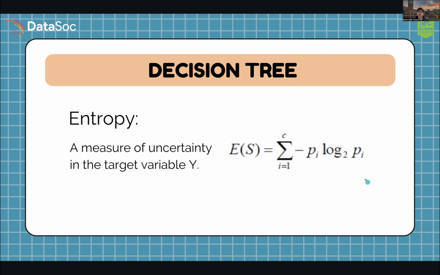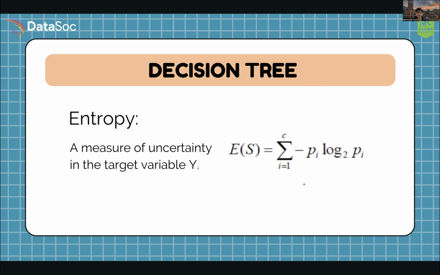So some important terms that matter to us in decision trees are entropy and information gain, right? So we look at entropy first. Entropy is a measure of uncertainty in the target variable y. So how we calculate entropy is with this formula.